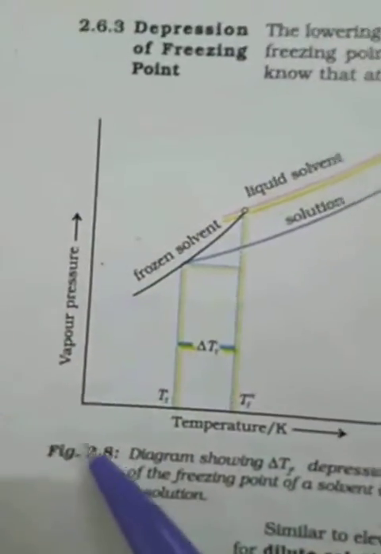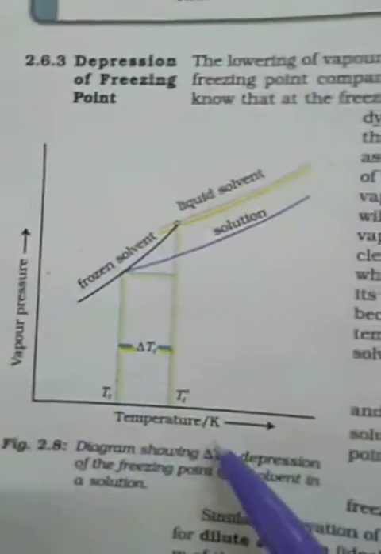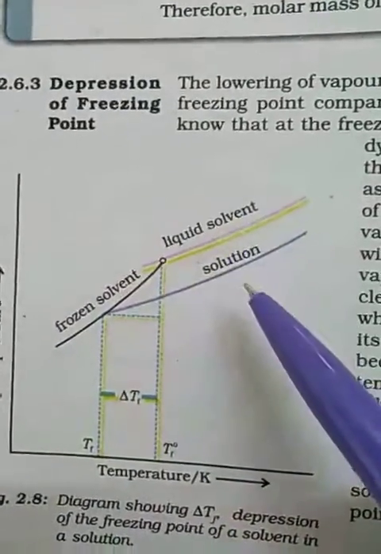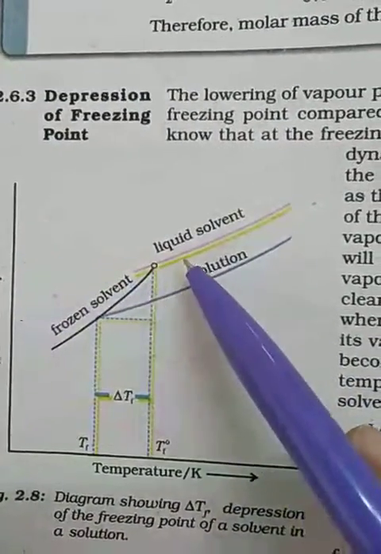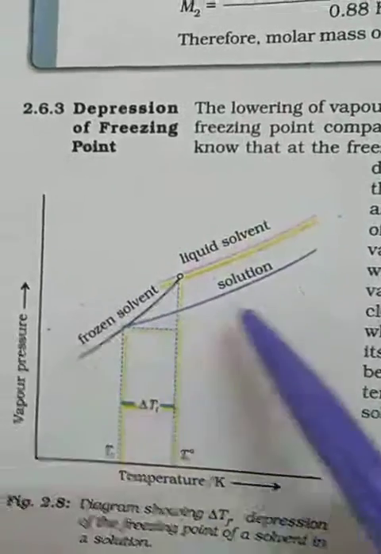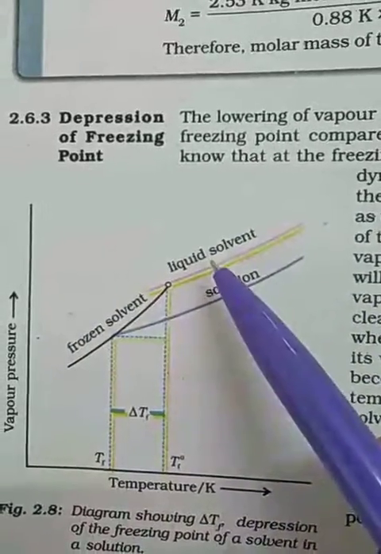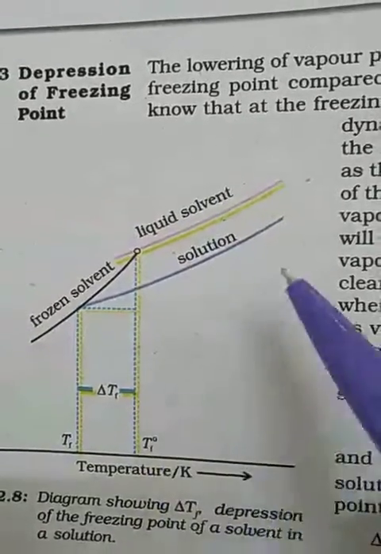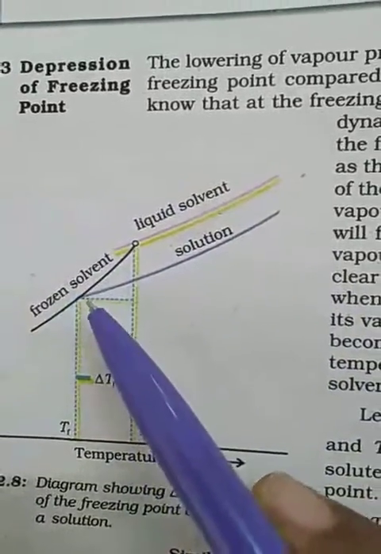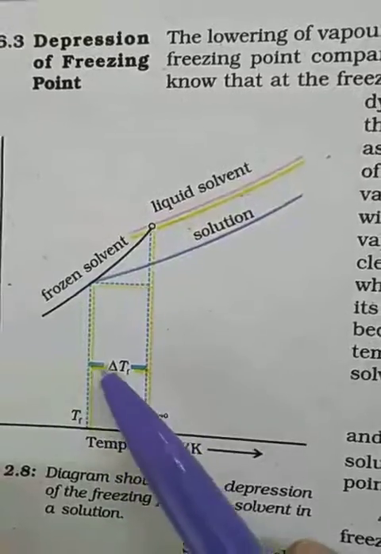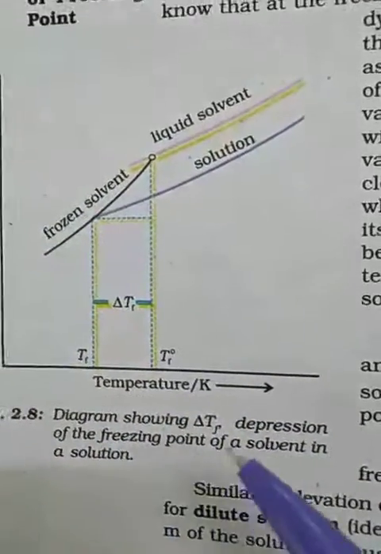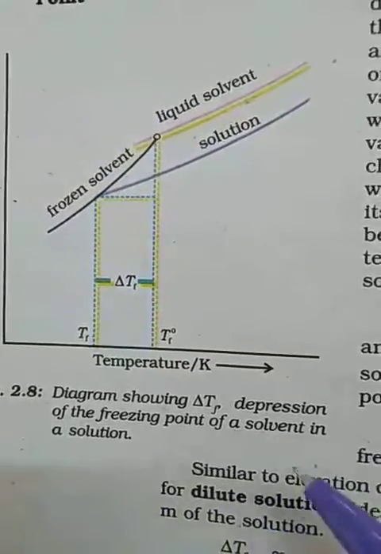Now I am showing you the graph of figure 2.8. You can see here vapor pressure, this is temperature, this is frozen solvent, this is liquid solvent, and this is the solution. For the liquid solvent, the temperature you note down is Tf0. I will explain again with the solution: this is Tf, and this is the difference, delta Tf. The diagram shows delta Tf, the depression of the freezing point of a solvent.